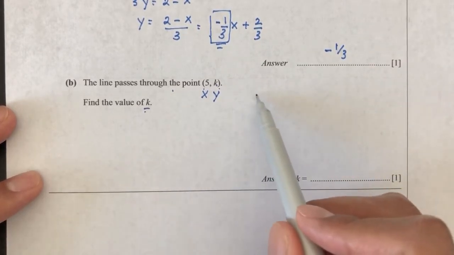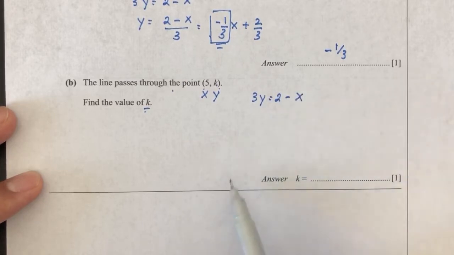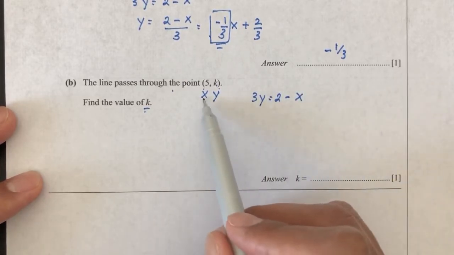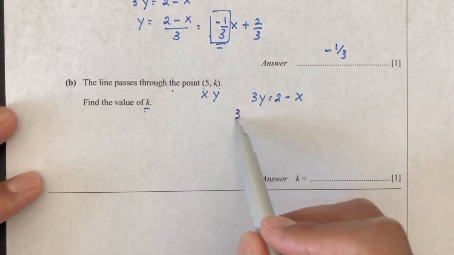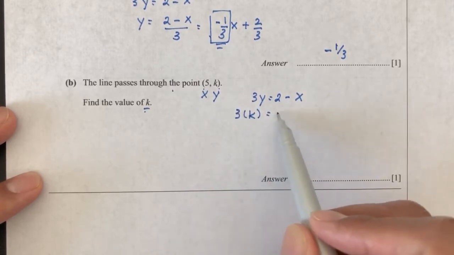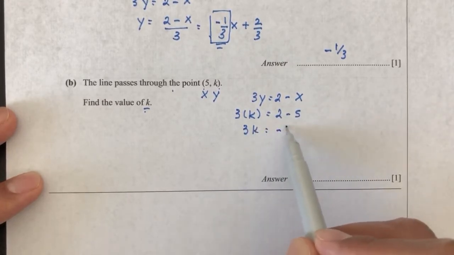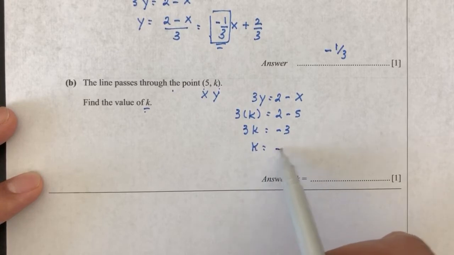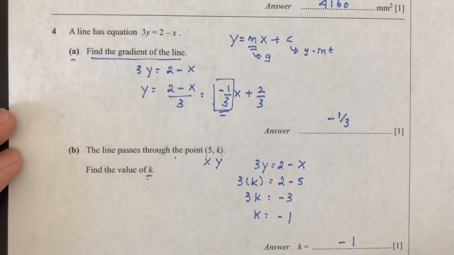So we have to use the line. We know the equation of the line. So let's replace the value of x and y in this equation. So 3k equals 2 minus 5. So 3k is equal to minus 3. The value of k will be minus 1. So minus 1 will be the value of k. And that was question number 4.